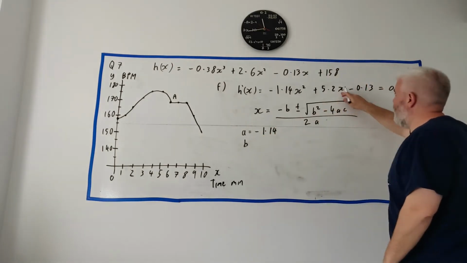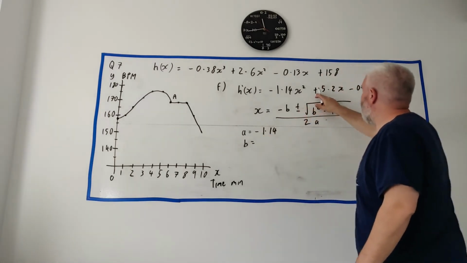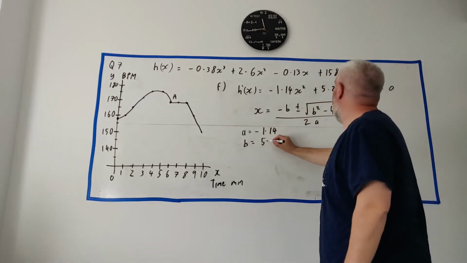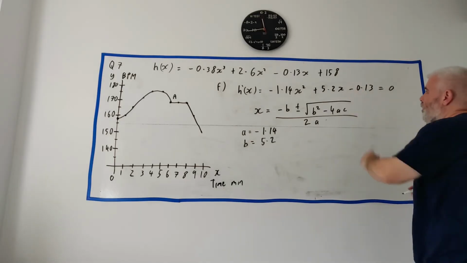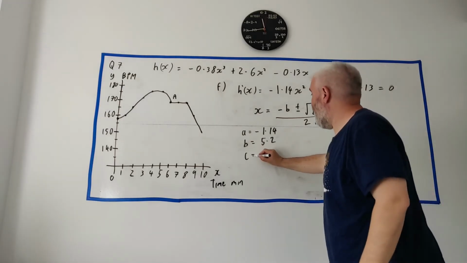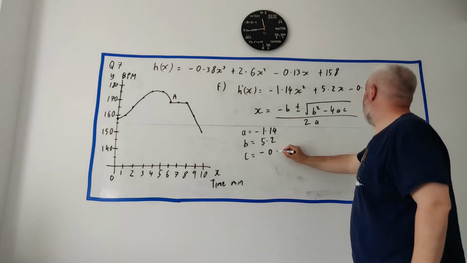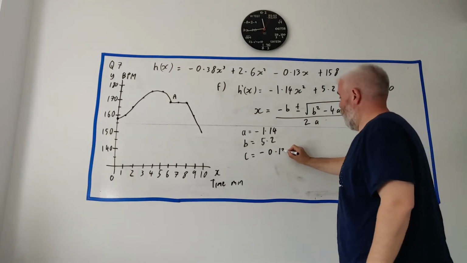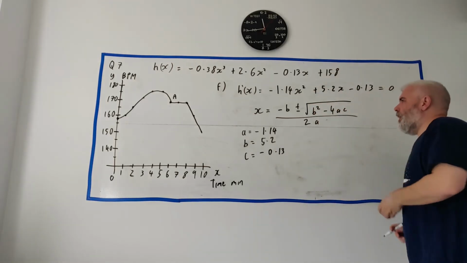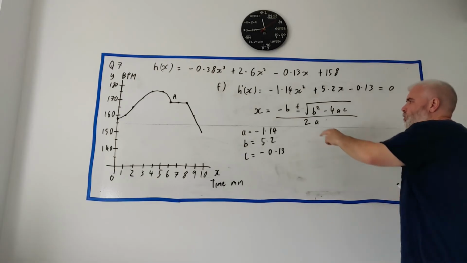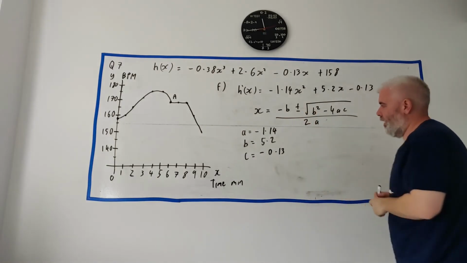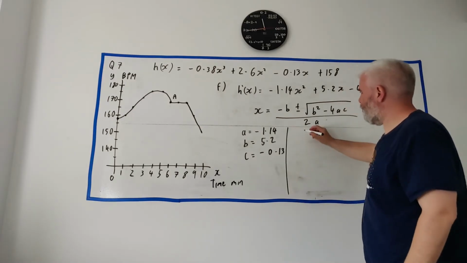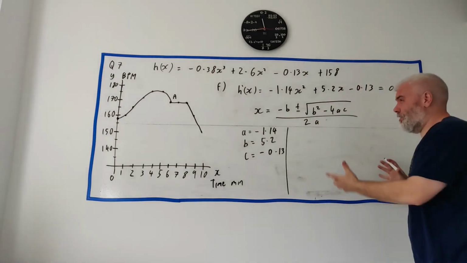b is the number in front of the x. If there's a minus, don't forget it. There's not here: 5.2. And c is the number here at the end. And again, don't forget the minus: minus 0.13. So the quadratic formula means we have to solve it twice. We have to do it with a plus and we have to do it with a minus. I'll do it with a plus first, and then I'll just give you the answer for the minus.